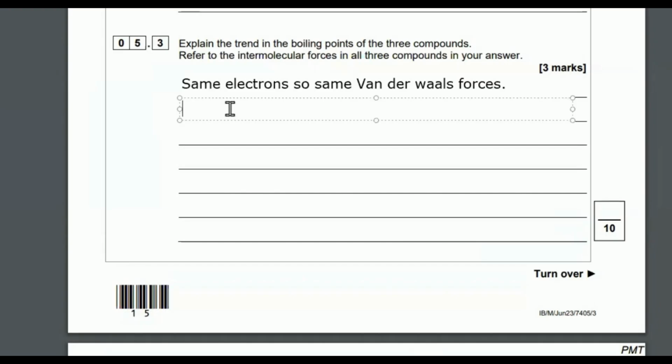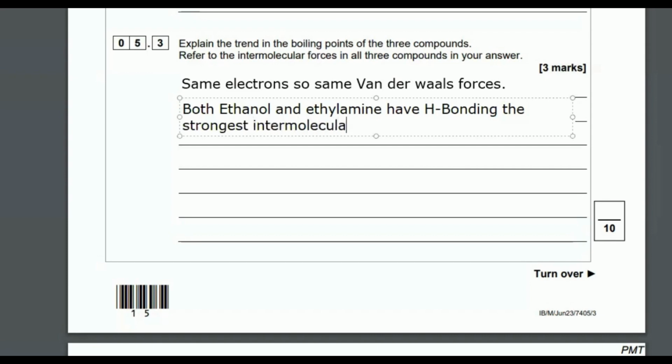But what we do have is both ethanol and ethylamine have hydrogen bonding. If you remember, there are three types of bonds that do hydrogen bonding: hydrogen bonded to fluorine, hydrogen bonded to a nitrogen, or hydrogen bonded to an oxygen. So both ethanol and ethylamine have hydrogen bonding, the strongest intermolecular force, and so have higher boiling points.